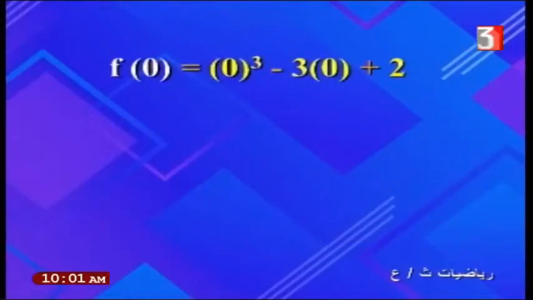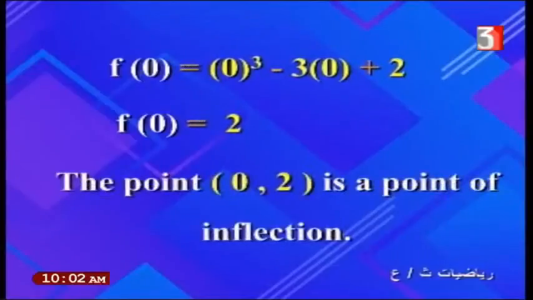Now we have an inflection point. When x equals 0, the curve changes from convex upwards to convex downwards. Then f of 0 equals 0 to the power 3 minus 3 times 0 plus 2 equals 2. f of 0 equals 2, then the point 0 and 2 is a point of inflection.